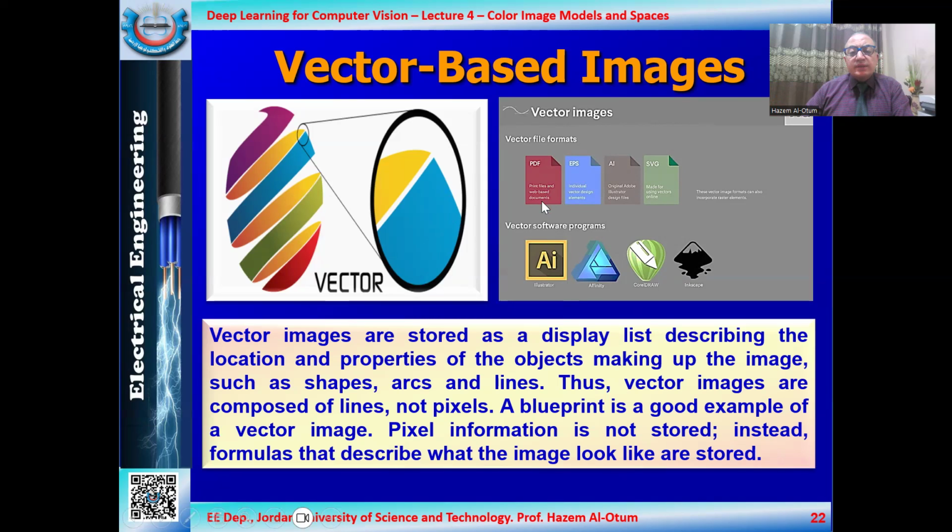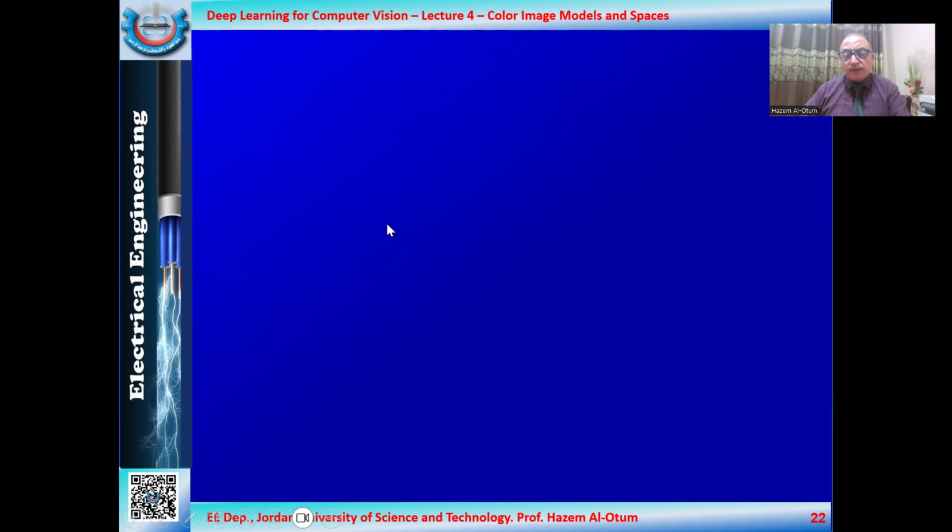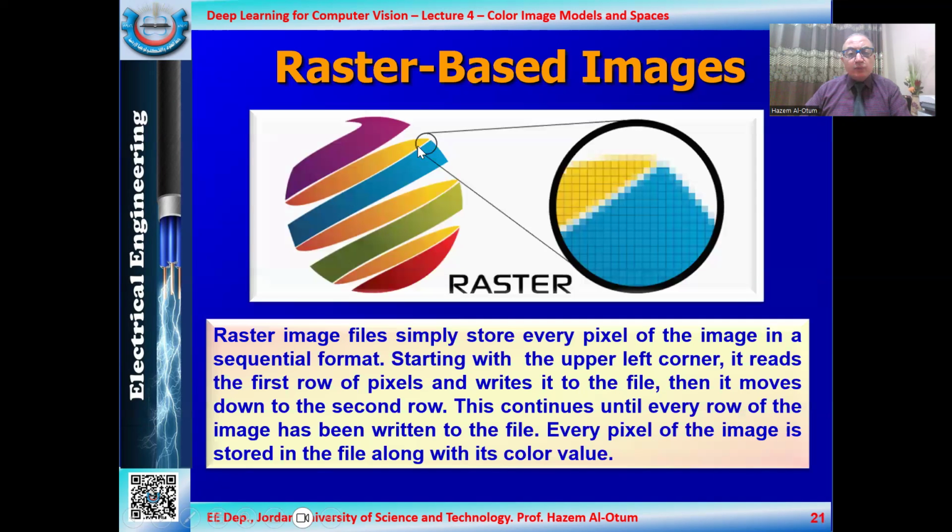Examples of files that use this sort of vector-based image are PDF, EPS, AI, SVG, CSV, etc. All these files store images in the form of lists describing the details instead of storing the pixels themselves. If you look at this small circle, when we zoom it, we get a clear image, while in the previous slide, when we zoomed this part, we got a pixelated output.